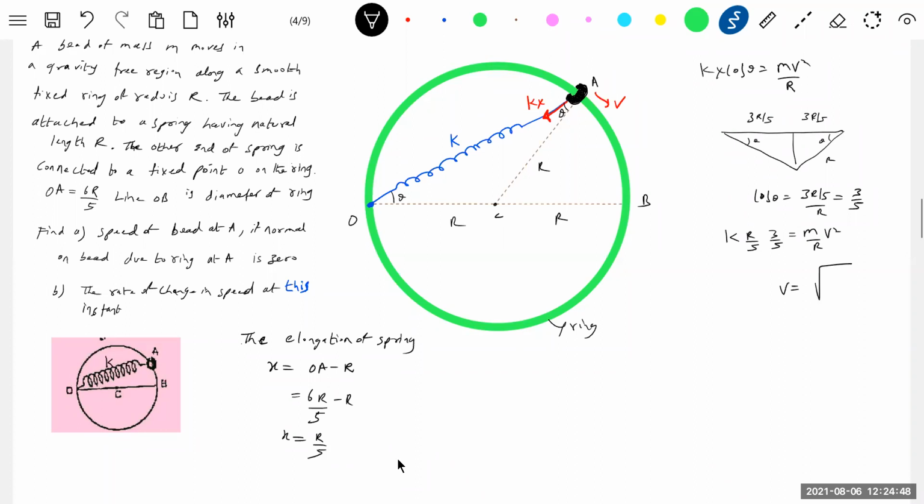So what is v? v is equal to 3 k r square by 25 m, under the root. This will be the tangential speed of the bead A at this instant.